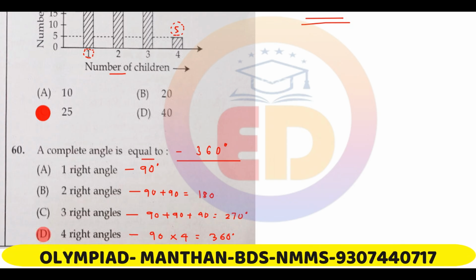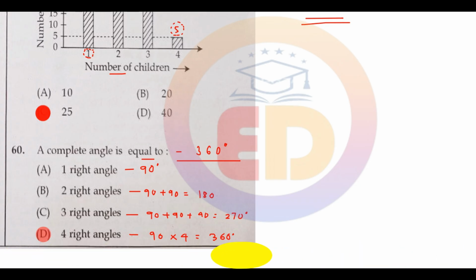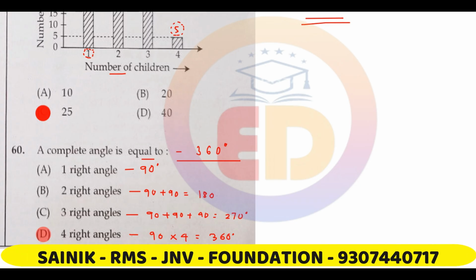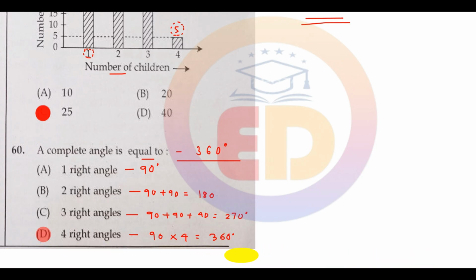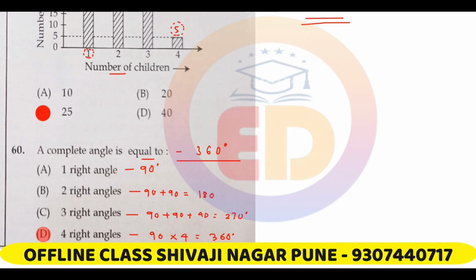Expect the cutoff to be skyrocketed this time, because up till now intelligence and mathematics 100% of the questions were very, I'll not say easy, they are easier than easy.